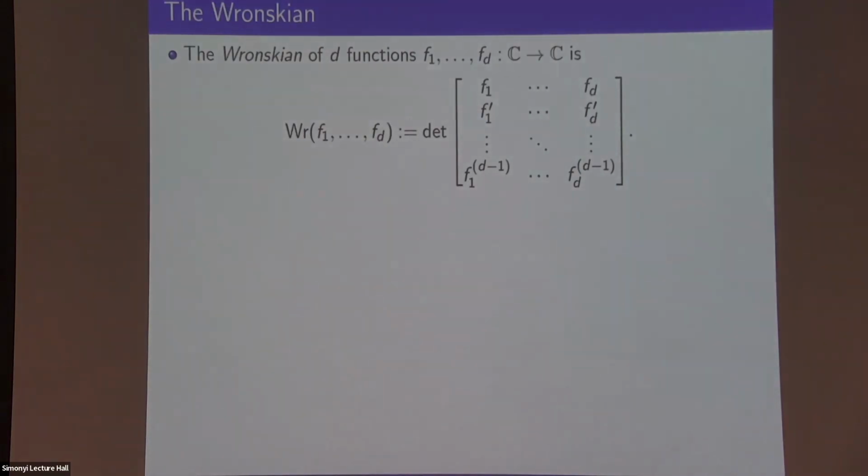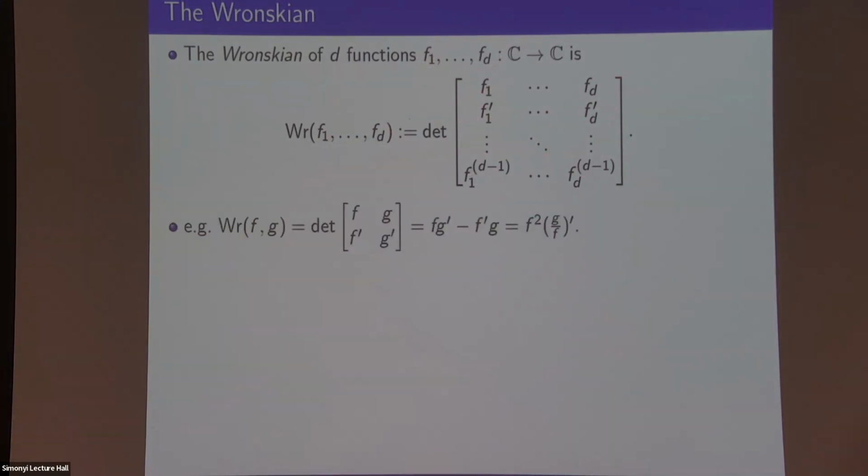Okay, so to do that, I first want to reformulate some stuff I've discussed in terms of an object called the Wronski map. What the Wronski map does is it takes some d functions, say from C to C, and it spits out a function also from C to C, which is the d by d determinant of the functions and their derivatives up to order d minus 1.